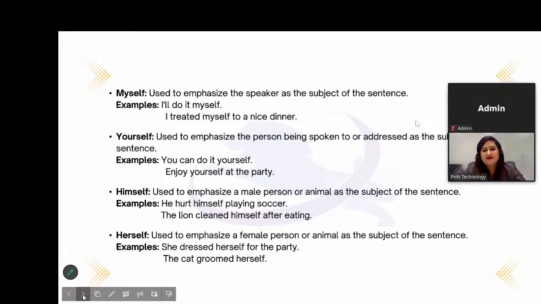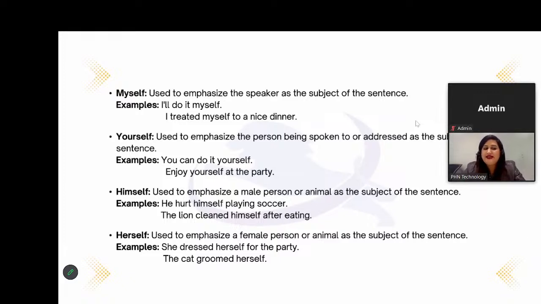The next one is yourself. Yourself is used to emphasize the person being spoken to or addressed as the subject of the sentence. You can do it yourself. Enjoy yourself at the party. For example, if there are two people and A is talking to B, B wants A to enjoy the party. So what will A reply? A would reply, you enjoy the party yourself. So this is a conversation wherein you're going to talk about yourself.